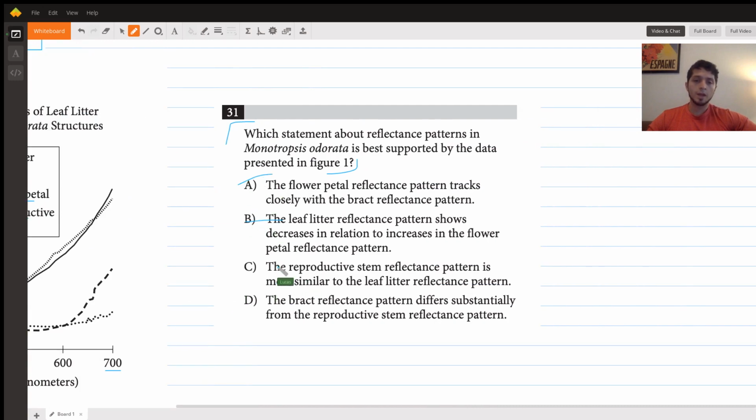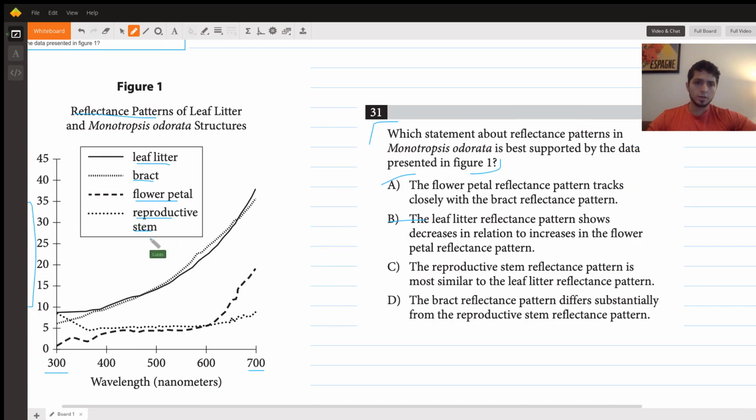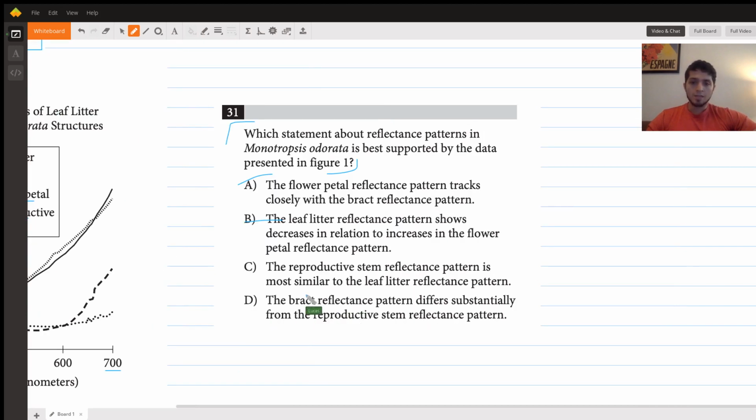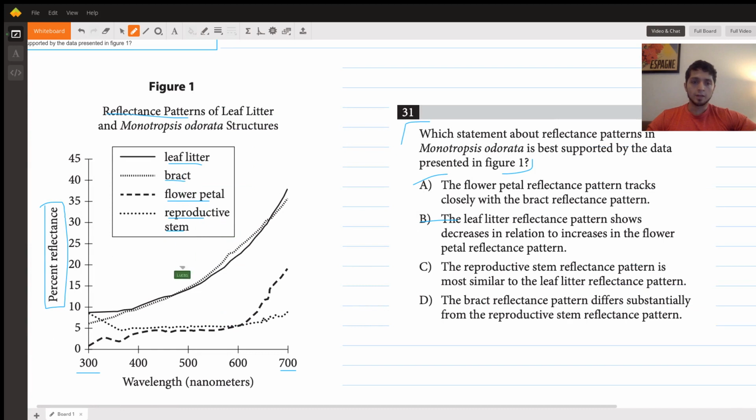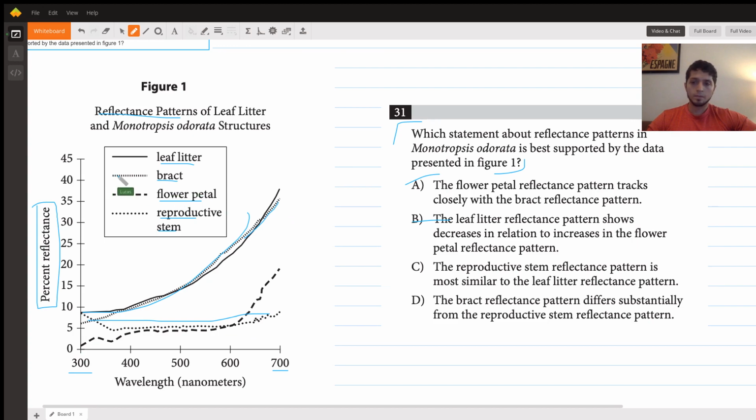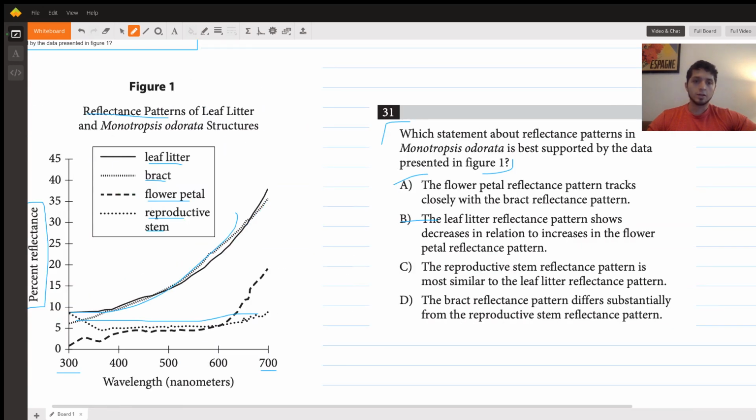Get rid of B. Then we have C, which says the reproductive stem reflectance pattern, that's this one here, this dotted line, is most similar to the leaf litter reflectance pattern. So that's this line here and this line here, which doesn't really work either, because the one that's most similar to the leaf litter has to be the bract, which is the dotted line. So that's not a good answer choice either.